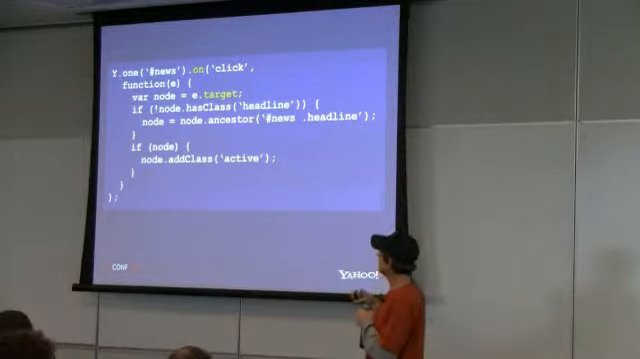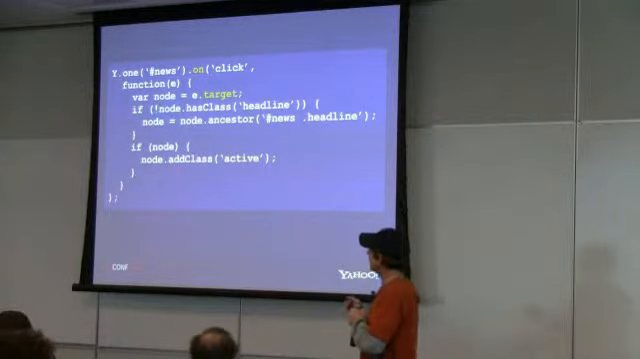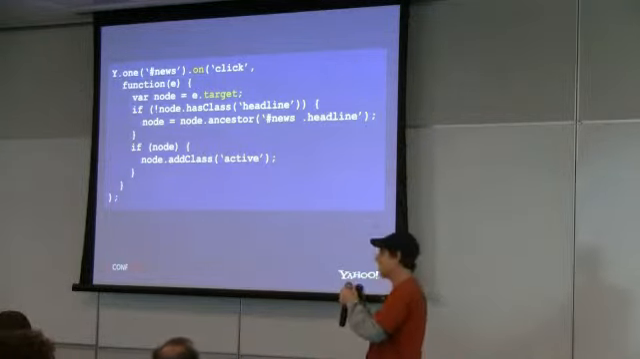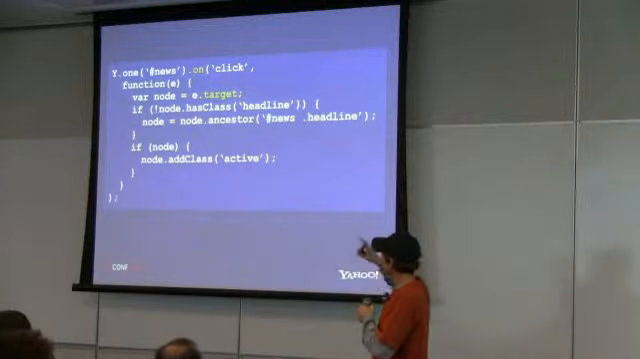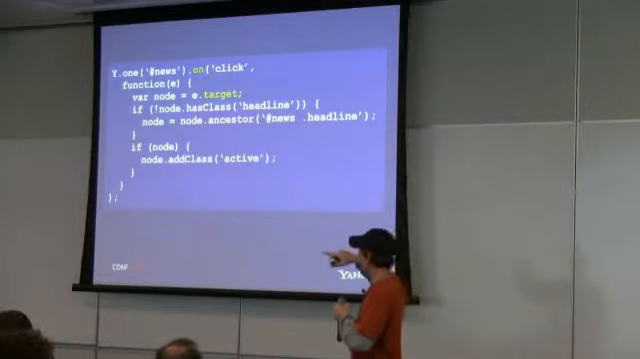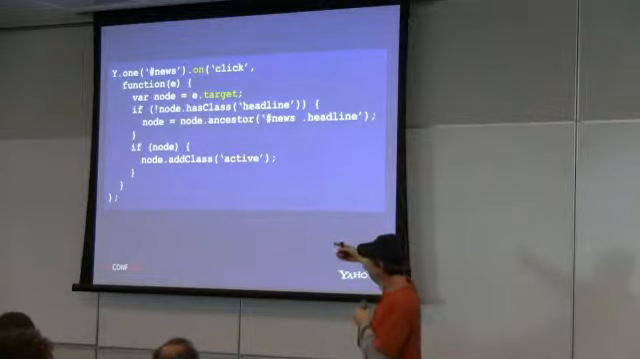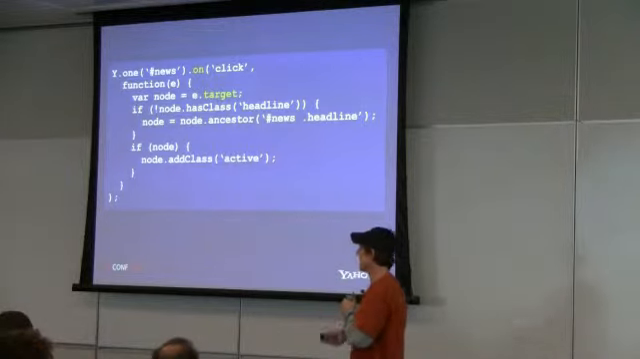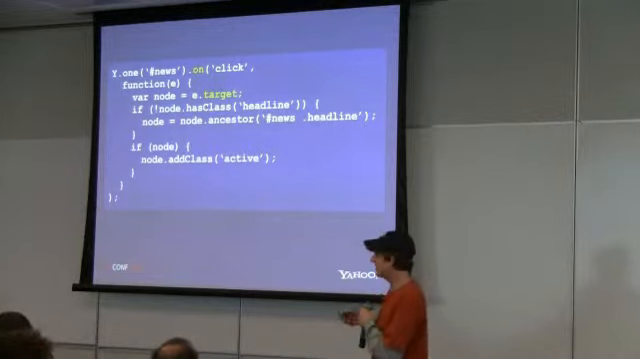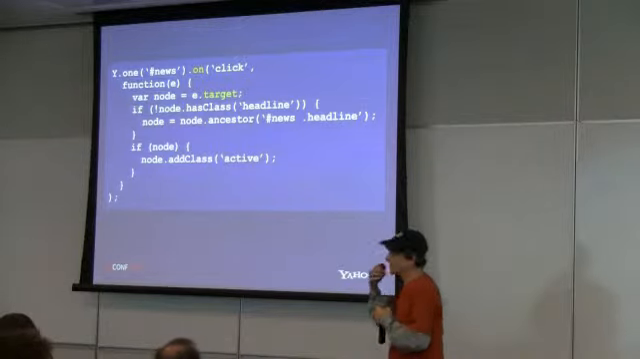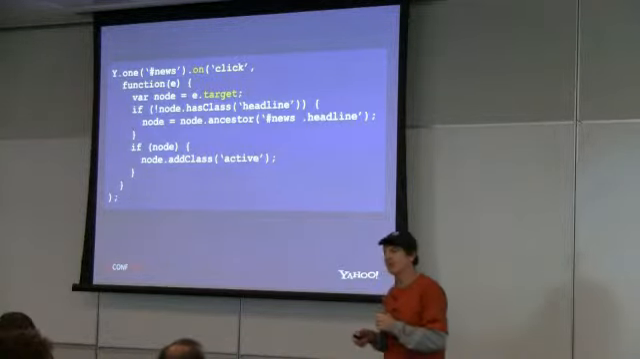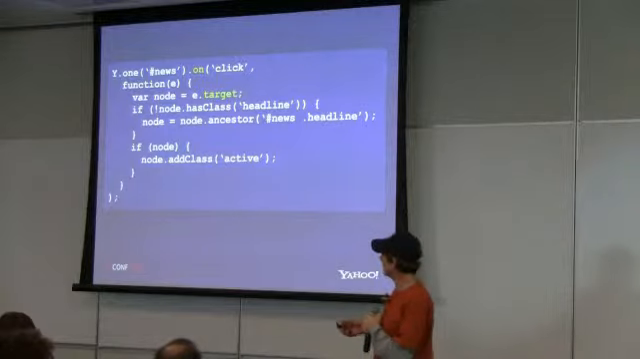So what we're going to have to do is check, okay, well, did they click on the headline? No. Okay, well, then they probably clicked inside the headline, but they may have clicked something between the headline and its news ancestor, so we're going to go ahead and try to resolve that. And then if we have a node at the end of the day there, we know it's a headline. Now we can go ahead and do whatever we want to do with it. So this is kind of an example of how you would do manual event delegation in YUI 3.